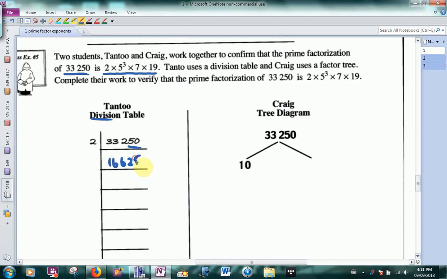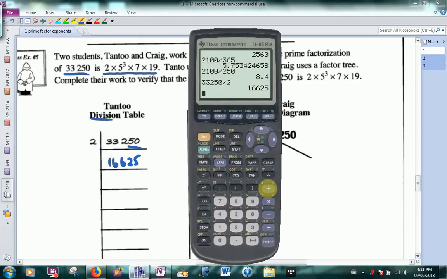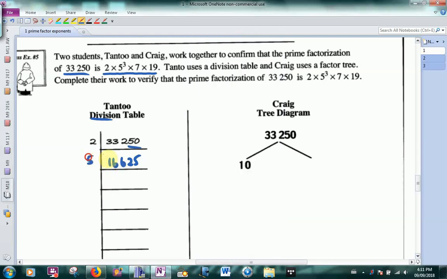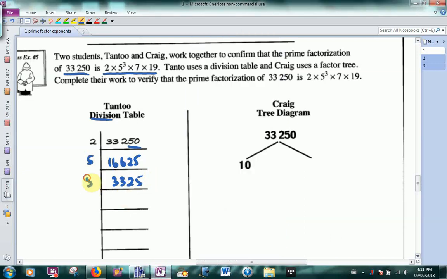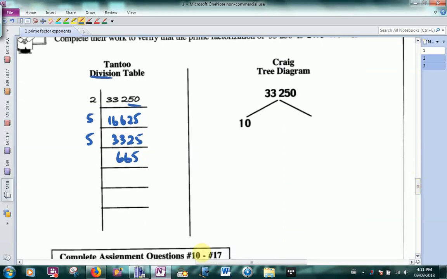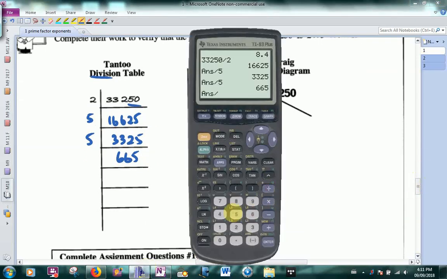Okay, now hopefully you see that you can't take a 2 out of there because it's an odd number, ends with a 5, so the most logical thing to remove as far as a prime number goes is a 5. So take a 5 out of that, and we've got 3325 left. Next, well, take out another 5. 665. And again, we keep going until we get a 1 at the bottom. Take out another 5. 133.